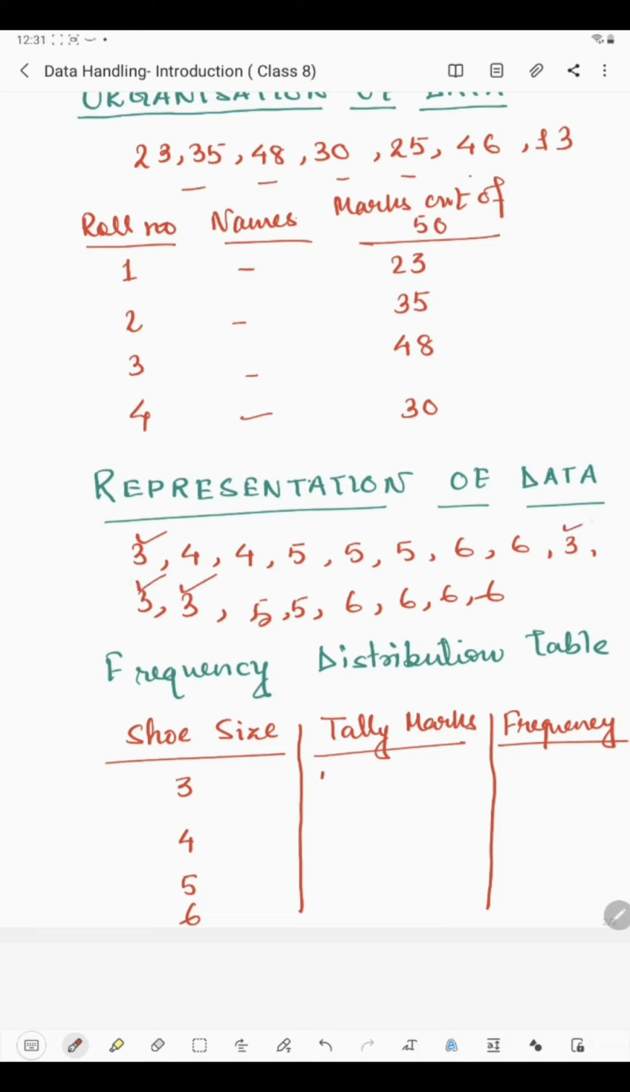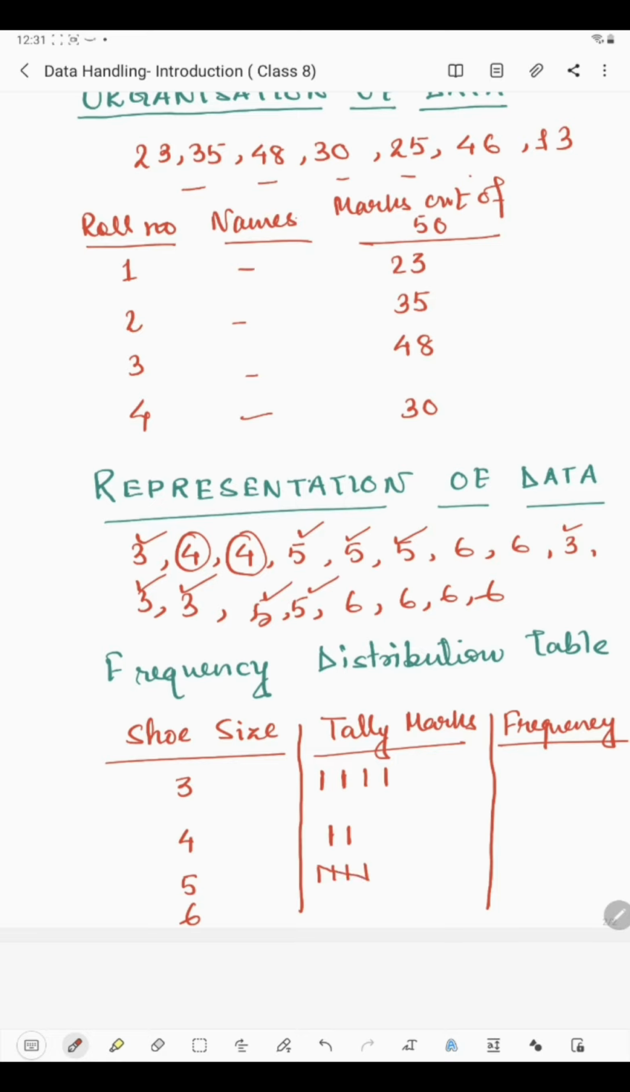So here we will draw the sticks against the shoe size 3. Tally mark 1, 2, 3, 4. Now 4 appeared 2 times, so it will be 1, 2. Now 5 appeared 1, 2, 3, 4, 5. So it will be 1, 2, 3, 4, and the fifth tally mark will come like this. So this is the bundle of 5.